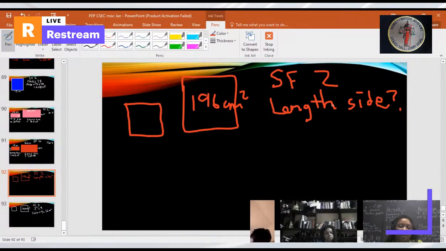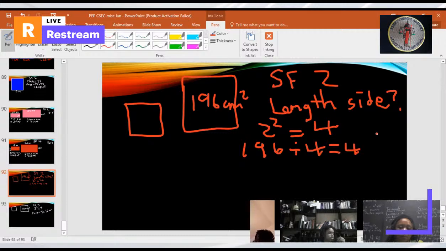7 centimeters. So tell me how you got 7. Miss, I found the square number of the scale factor, which is 4, and divided 196 by 4, and I got 49. And since all the sides of the square are the same, you just have to find the square root of 49. Okay. So that's 7 centimeters.